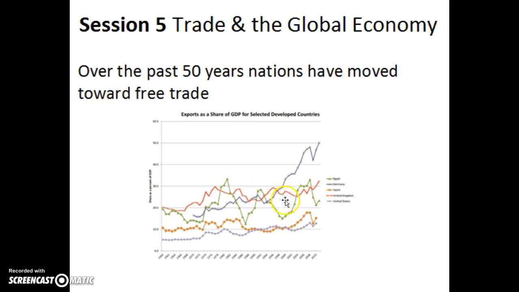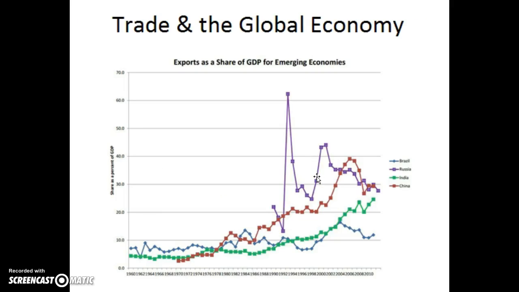So you can see that even though some countries have lagged a little bit, the trend over the last few years has definitely been an increase. This is actually just for emerging economies, so some of them are a little bit up and down. If you look at Russia, obviously right after the fall of communism, exports were a huge portion of the economy, and then it sort of went back down, and it hasn't really gone up again.